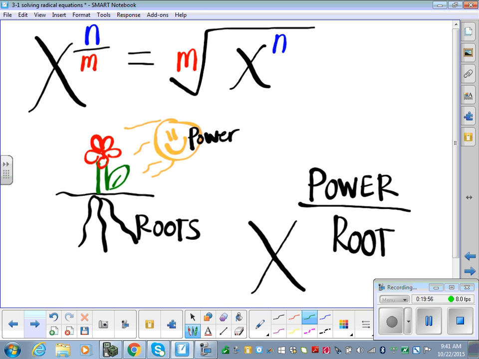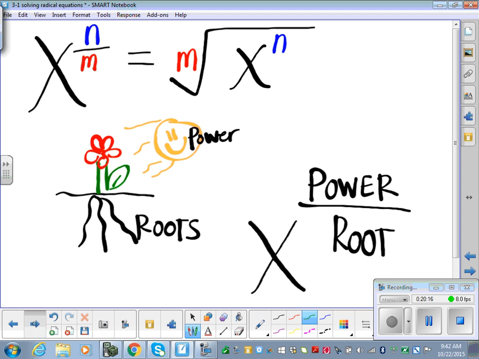Does everybody understand? Roots are on bottom. Power's on top. Just like a flower. Is everybody okay with that? Okay. So let's say we wanted to write this as this. We would use our root on bottom, right? And our power on top. Does everybody get what I'm saying?